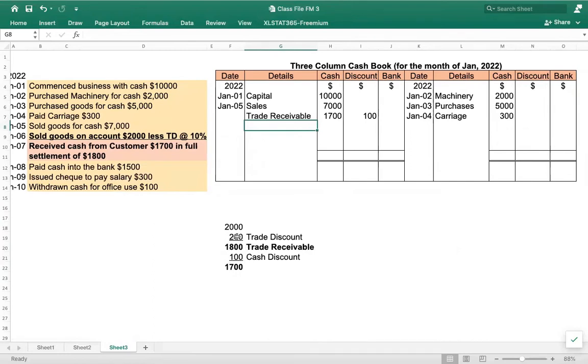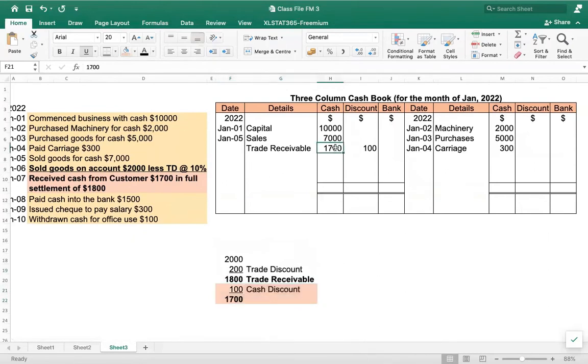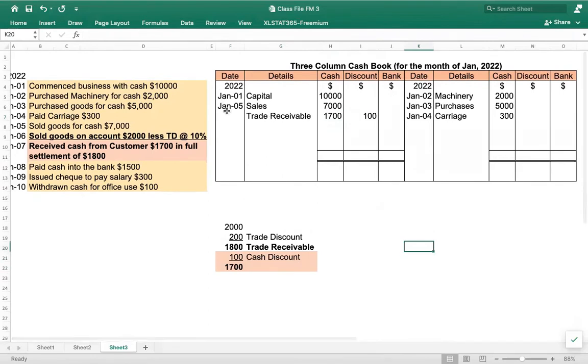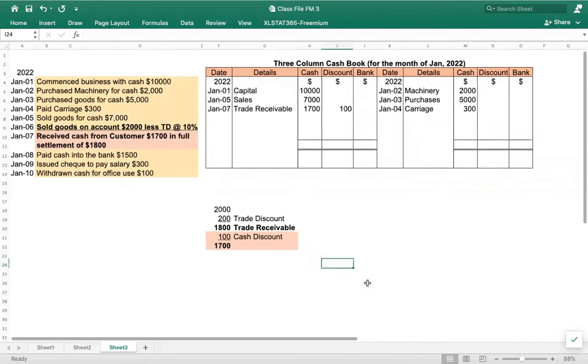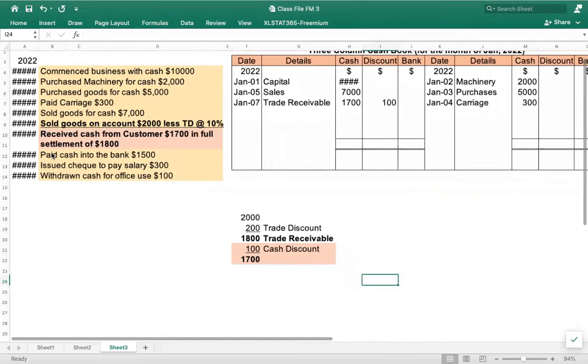Yes. So once again, trade discount we never record, but cash discount we record. We record the cash discount. So see, I recorded the money I got plus the discount I allowed him. And the date is Jan 7, right? Yep. Now next, I hope you understood this transaction.